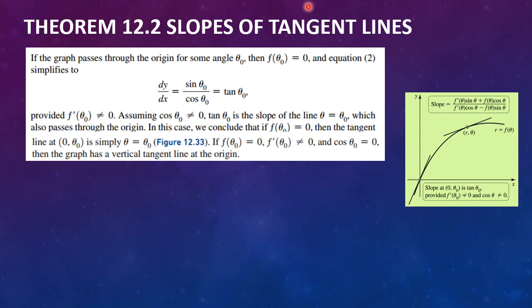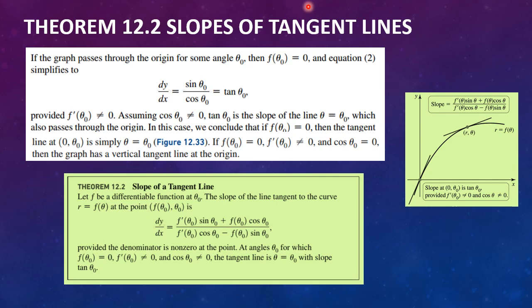In this case, we conclude that if f of theta sub 0 equals 0, then the tangent line at (0, theta sub 0) is simply theta equals theta sub 0, which you can see in the figure to the right. If f of theta sub 0 equals 0 and the derivative does not equal 0, and cosine theta equals 0, then the derivative is undefined, and we know that an undefined derivative is the slope of a vertical line. So we'd have a vertical tangent line at the origin.